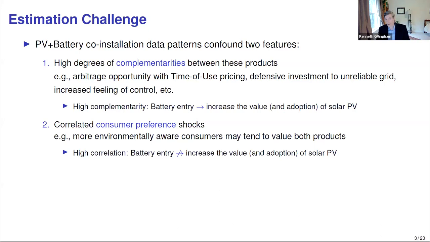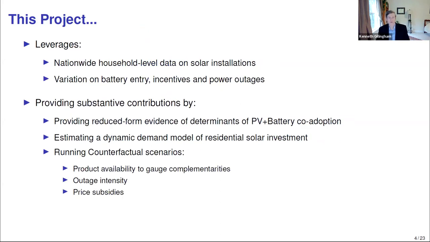But of course, more environmentally aware consumers might also value both products. So it could be what is called correlated consumer preference shocks. And battery entry wouldn't be increasing the value. It's that these people are more environmentally aware, with strong environmental preferences anyway. So our whole effort here is to try and disentangle those two components. What we're going to do is leverage nationwide household level data on solar installations. There's variation on battery entry, on incentives and power outages. And we're going to first provide some evidence on the determinants of PV battery co-adoption, focusing on outages, showing that outages do influence PV and battery co-adoption.